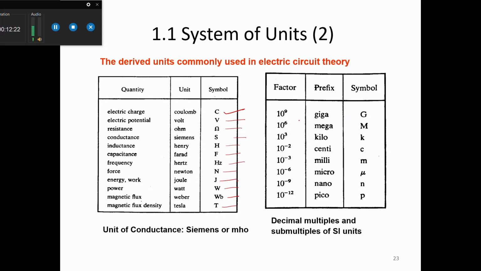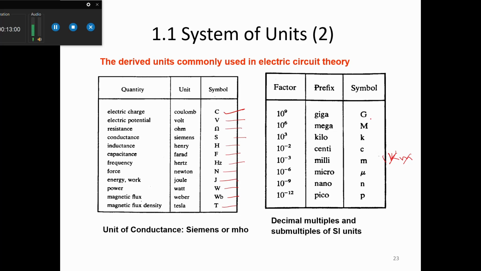So 10 raised to power 9 is giga, mega, kilo is 10 raised to power 3, and then centi is 10 raised to power minus 2, milli is 10 raised to power minus 3. So we can say that 1000 milliseconds represent 1 second. So kilo will cancel with milli, 10 raised to power minus 3 will cancel with 10 raised to power 3, and we have 1 second.